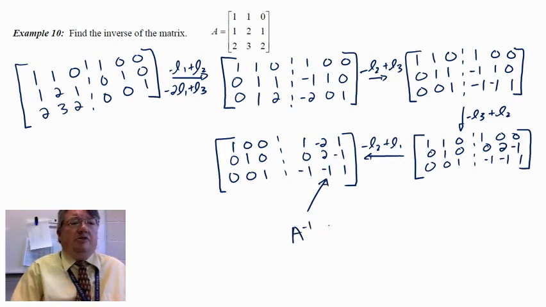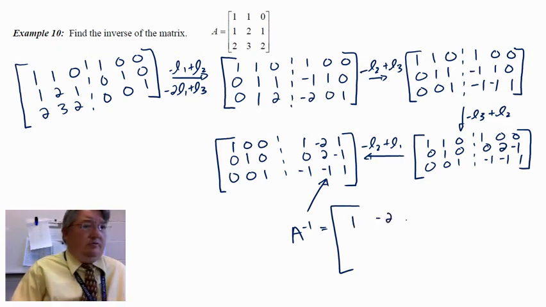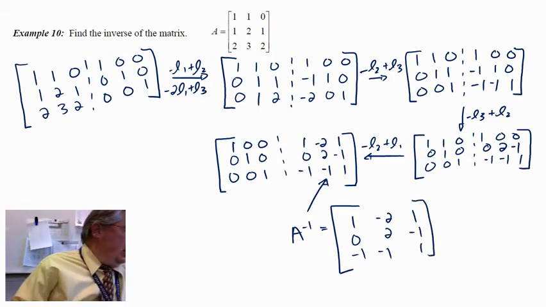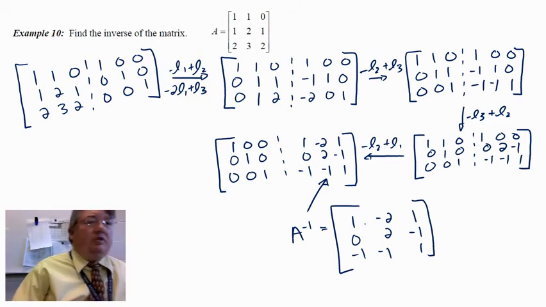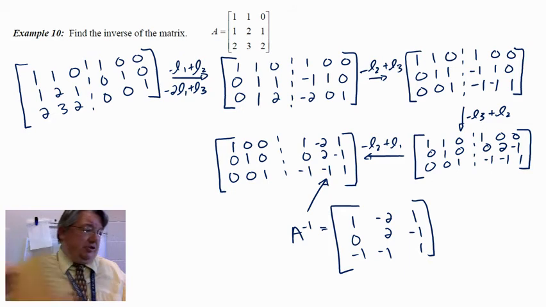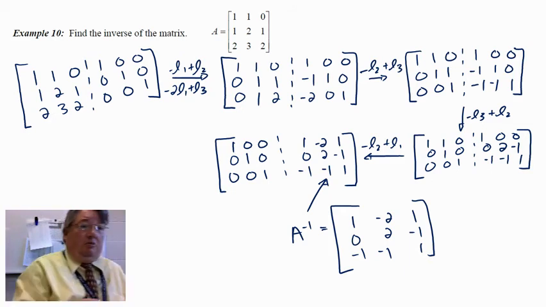My inverse is 1, negative 2, 1, 0, 2, negative 1, negative 1, negative 1, 1. Cool. Okay. There's my inverse. Now, I'm going to write that down just for a second because I'm going to need it here in a moment.